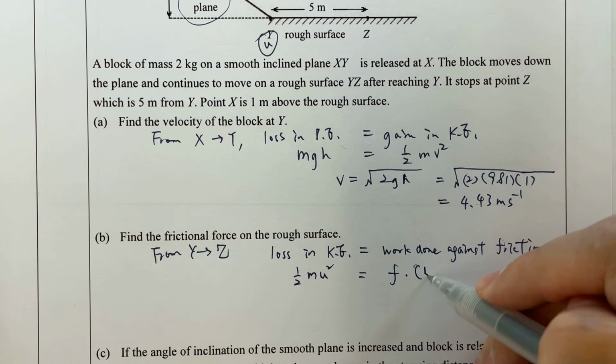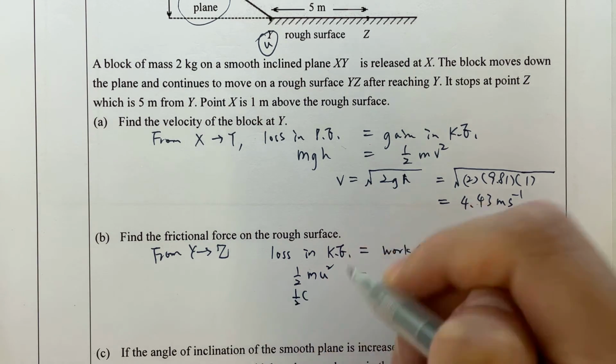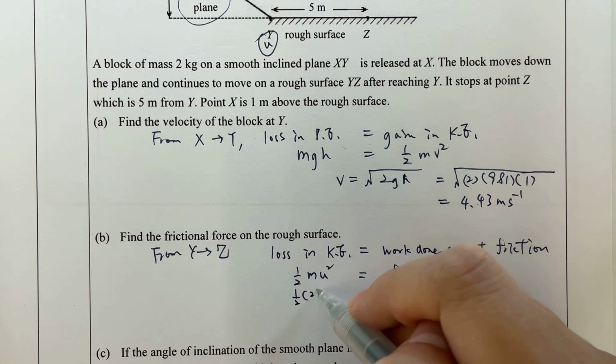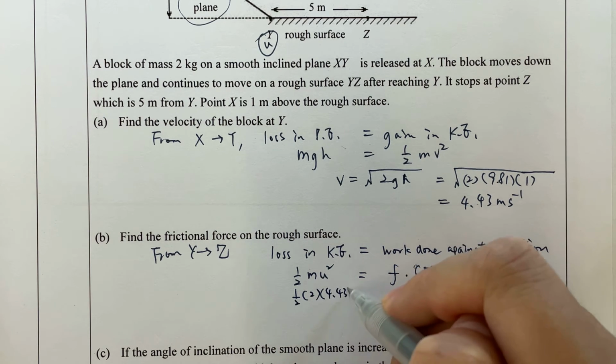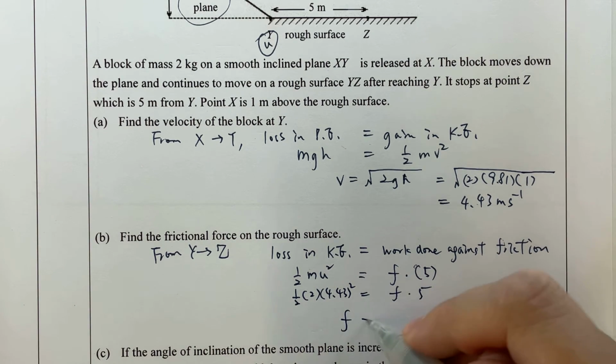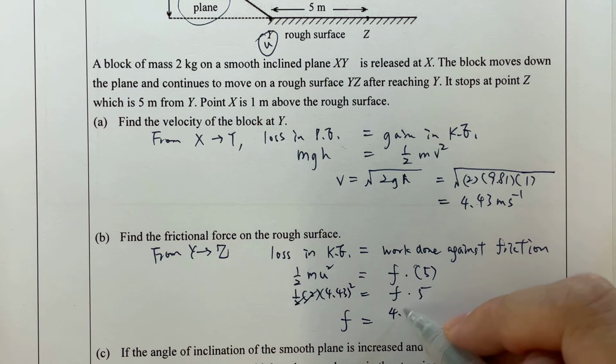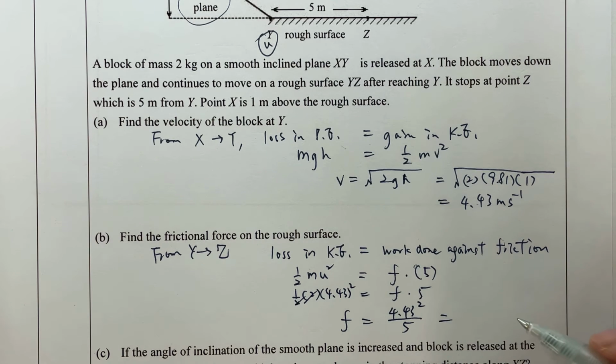It should be 5. So I put all the numbers in. Half times mass, which is 2, times 4.43 squared, is equal to F times 5. So friction is equal to, cancel these two first, 4.43 squared divided by 5, which is equal to 3.92.